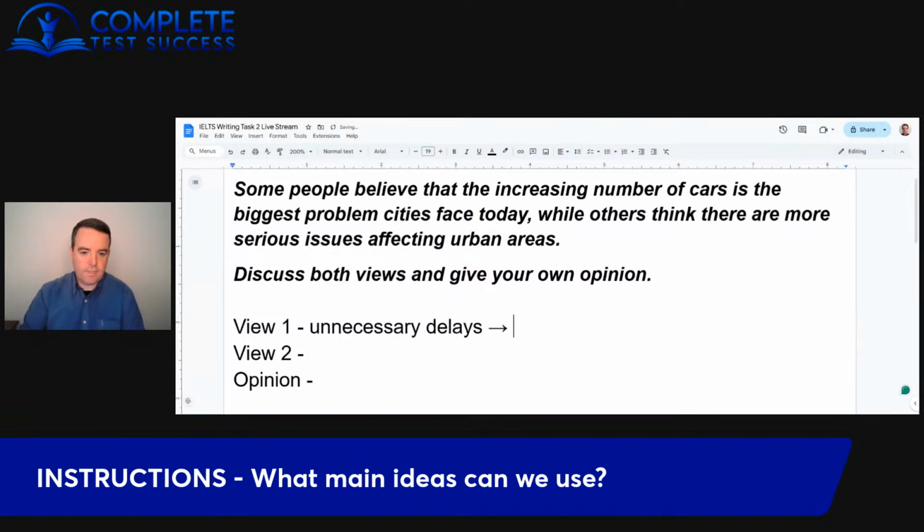All right. So what other ideas can we use? We need one more idea for the second view, so why it's not the biggest problem. And we need another idea then for either side.